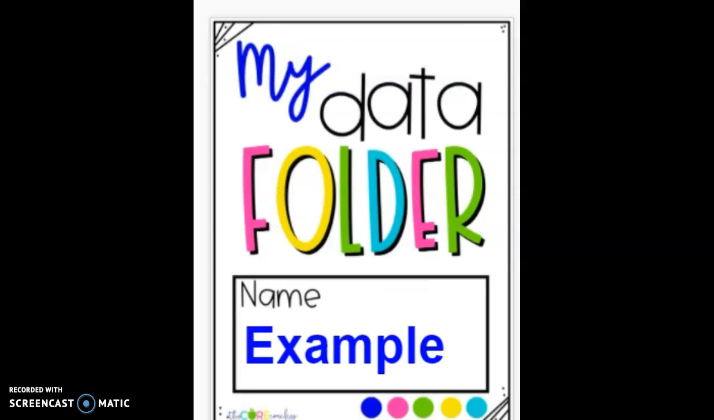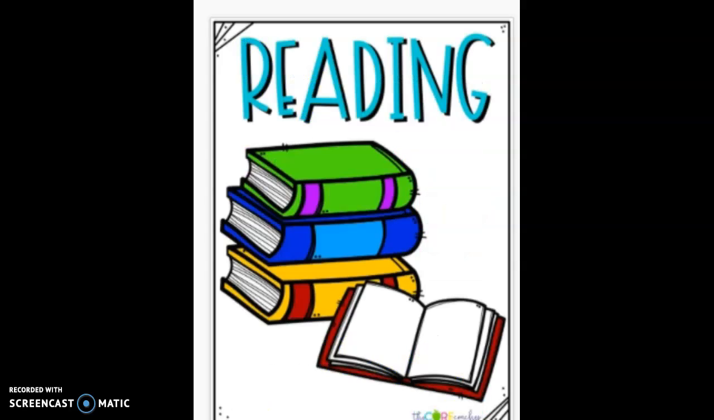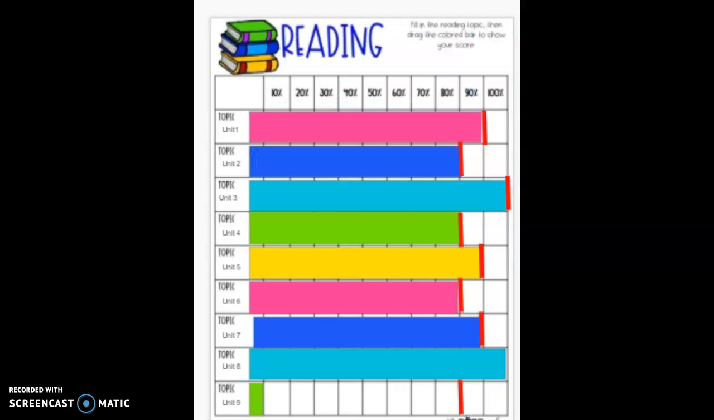Once you're here, you'll then go to Reading, and then you'll scroll down to this reading slide, and then right here you will drag the little bar all the way to the red line.